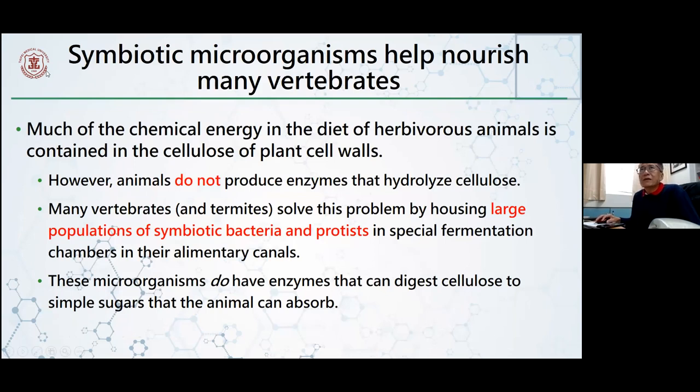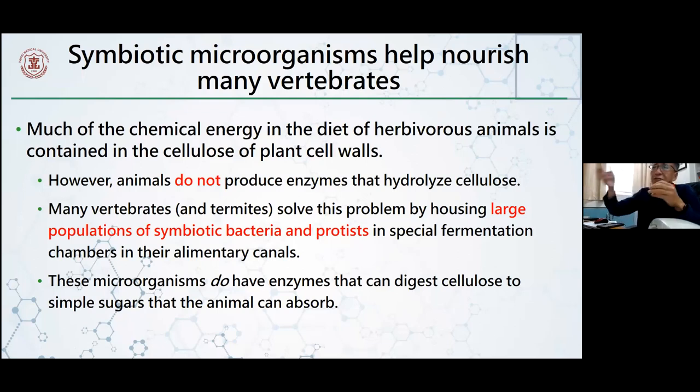And in vertebrates, there are symbiotic microorganisms that help nourish the vertebrates. Much of the chemical energy in herbivorous animals' food is contained in the cellulose of plants and wood. But animals do not produce the enzyme to digest cellulose. So many vertebrates solve the problem by housing a large population of symbiotic bacteria and protists in the alimentary canal. These two sentences I just want to mention: the animal eats a large amount of cellulose, but there is no enzyme that can digest it.